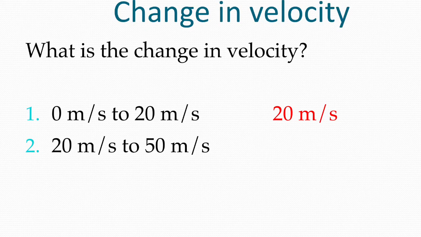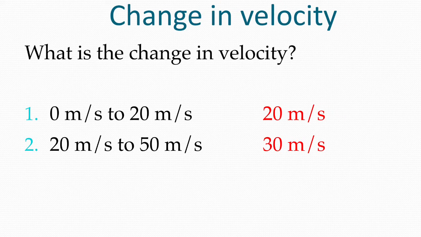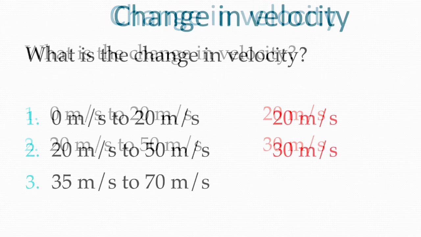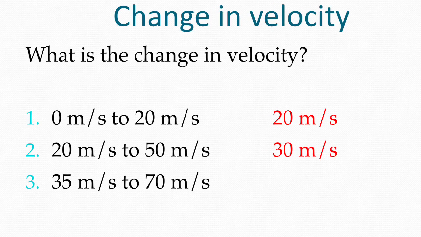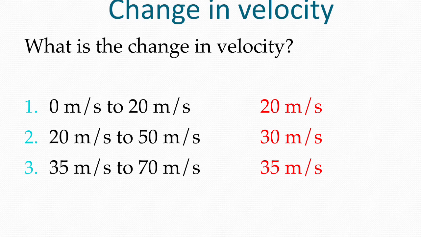What would the change in velocity be if you were travelling at 20 meters per second and you accelerated to 50 meters per second? Write the answer in your book. Would be 30 meters per second. What would the change in velocity be going from 35 meters per second to 70 meters per second? The answer would be 35 meters per second.